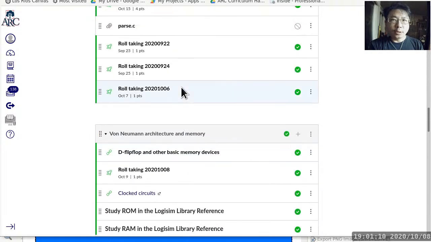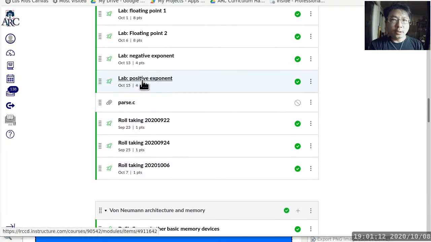So the other one is right here. It is a positive exponent. Basically the same deal, but this time we have a positive exponent of 10 to begin with, and the objective is to get it down to 0.